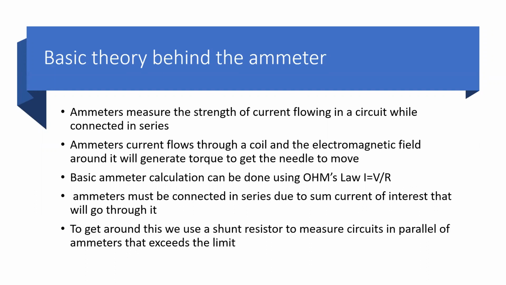And the ammeters must be connected in series because you're trying to measure the sum of current flowing through the circuit. To get around putting the whole meter in series, we can use a shunt resistor, which then you measure the voltage drop across the shunt resistor, and that associates to the current flowing through the resistor.